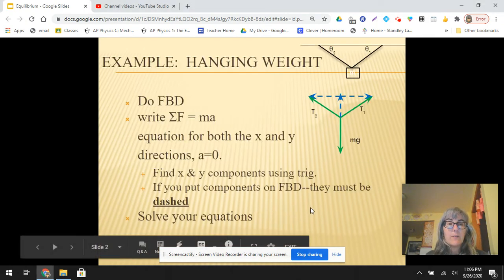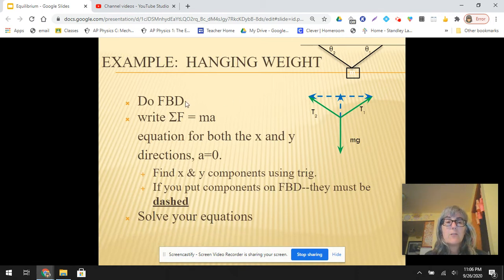The way to deal with this, and a lot of the problems that you'll see are hanging weights, is you start with a free body diagram. So for our mass right here, we have a weight that's hanging down and two tensions that are going up. You're going to write the F equals ma equation for both the x and y directions. And because it's static, it's not moving, the acceleration is 0. That makes solving these problems nice.